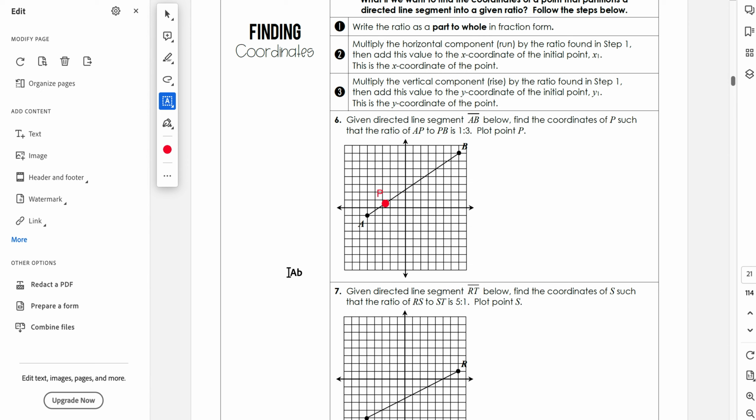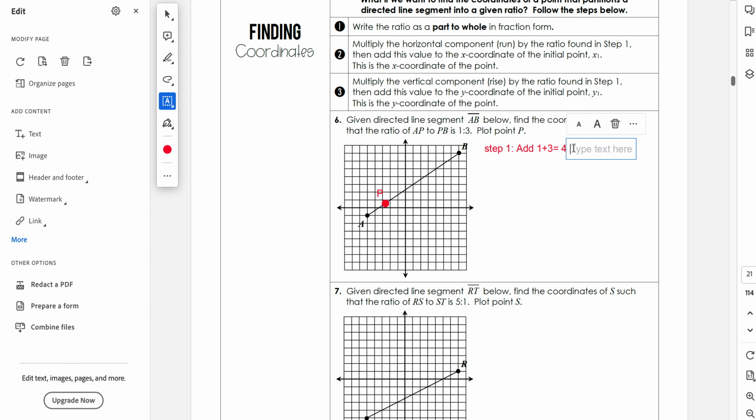All right. So the first thing is, we have a ratio 1 to 3. So the first step, let me just go step 1. Add 1 plus 3. And so then we're going to get 4. So that's basically our whole. So the whole thing is going to be 4.